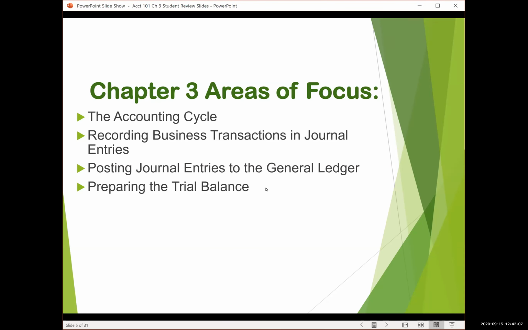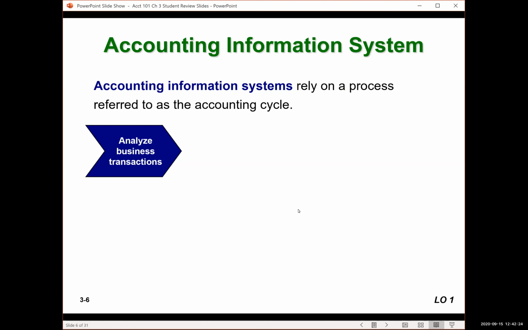In Chapter 3, the main areas of focus include the accounting cycle, recording business transactions in journal entries, posting journal entries to the general ledger, and preparing the trial balance. And in Chapter 3, we go through the accounting cycle.